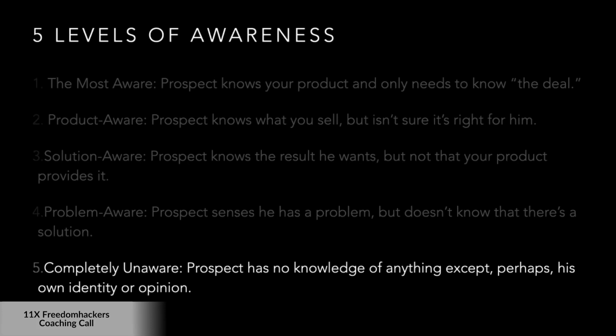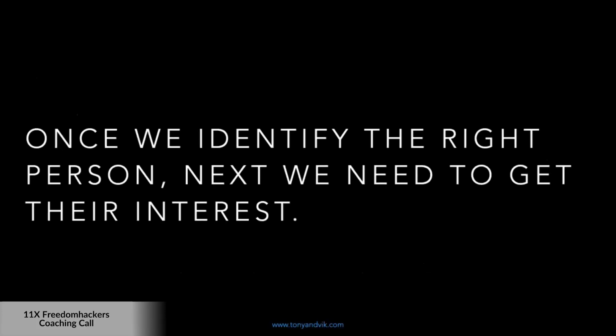And ideally, the number 1 group, the people who are most aware, are basically the low-hanging fruit. So we should target those as quickly as possible. Anyway, once we identify the right person, next we need to get their interest. If we are doing a video, we can identify that person by just saying, hey, attention all, let's say that we are selling some workout products or workout equipment or whatever.